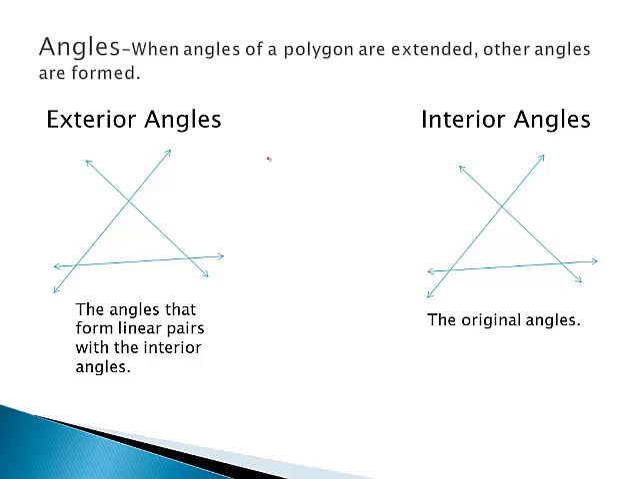We have a certain property of angles that are associated with a triangle. When angles of a polygon are extended, other angles are going to be formed. We have something called exterior angles, and we have something called interior angles. The exterior angles are going to be the angles that form linear pairs with the interior angles.